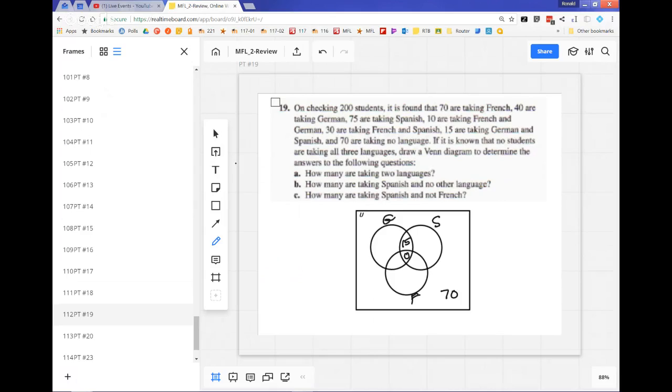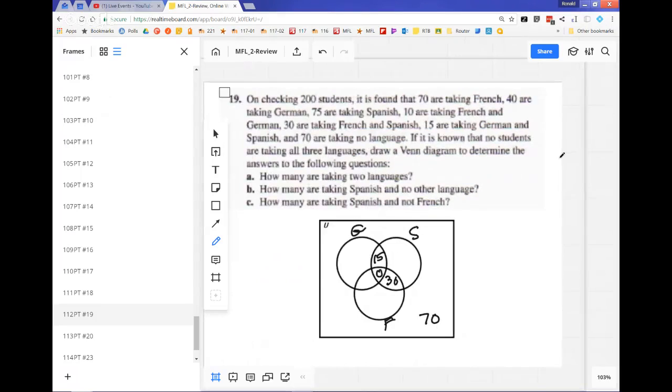All right, going backwards again. 30 are taking French and Spanish. That puts a 30 in there. A little bit bigger. 10 are taking French and German. Okay. Right?